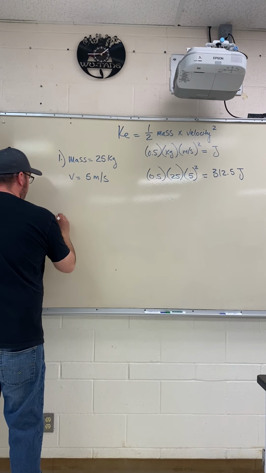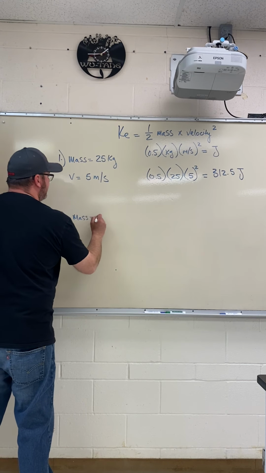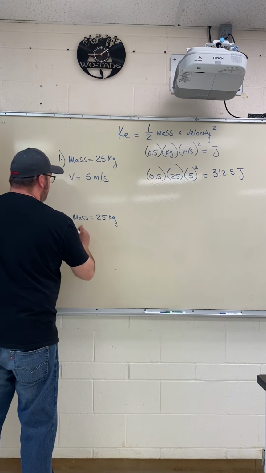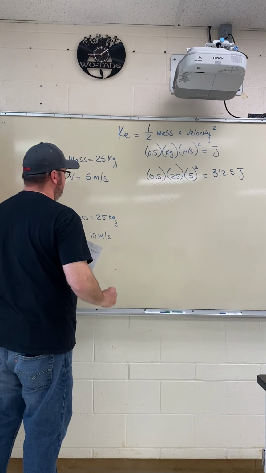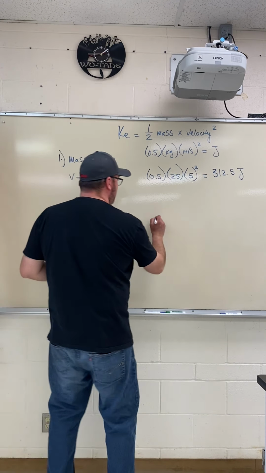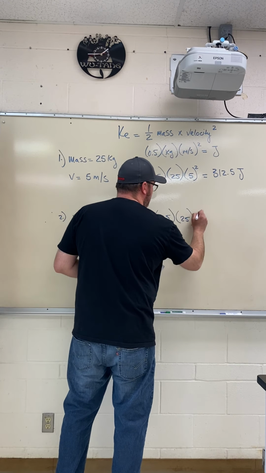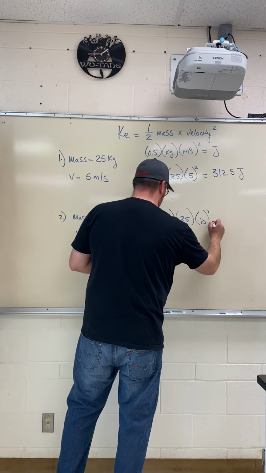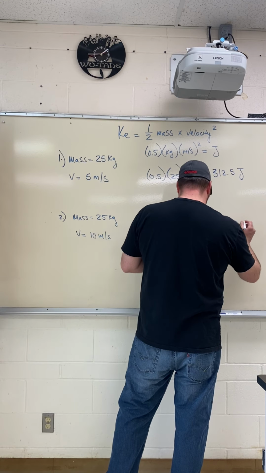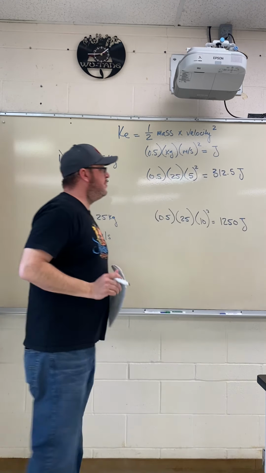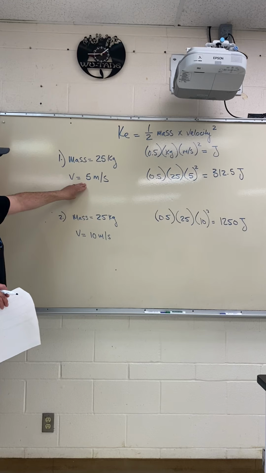So let's see, number 2. Let's stick kind of with the same thing, but let's see what happens with our energy. So I've got another object whose mass is equal to 25 kilograms, but now our velocity is equal to 10 meters per second. So again, I'll plug it together just like this. I got 0.5 times 25 times 10 squared. And if I do that, I'm going to see that I now have 1,250 joules worth of energy.